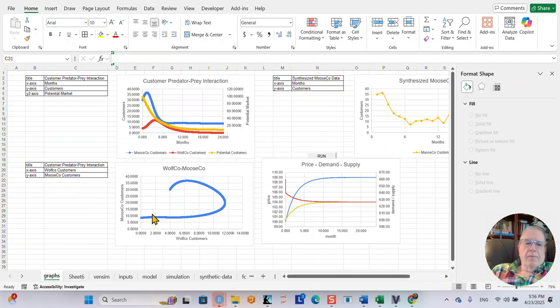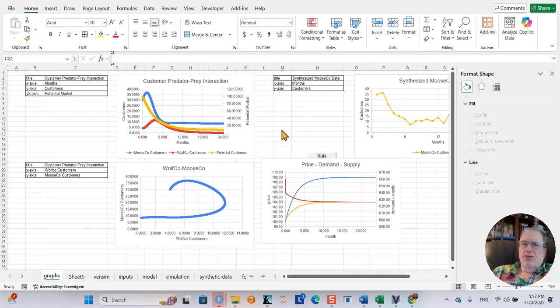And as you can see, it's the predator prey WolfCo MooseCo challenge where they're competing with one another for a set, and that's the yellow line, set market of potential customers. And of course, that declines over time in this particular scenario. But now we have price involved. And price is involved in a very almost naive way.